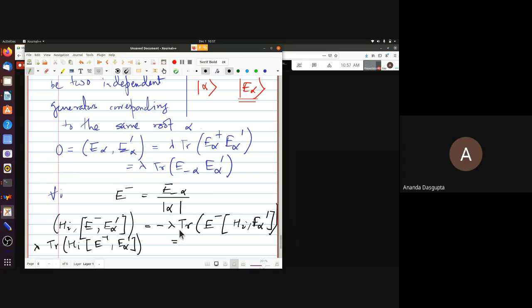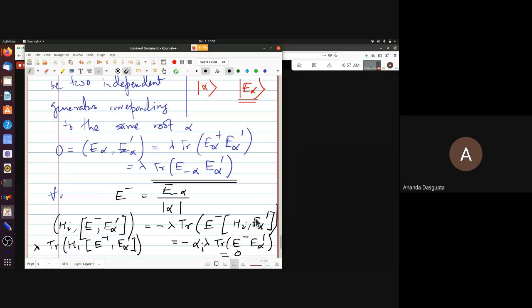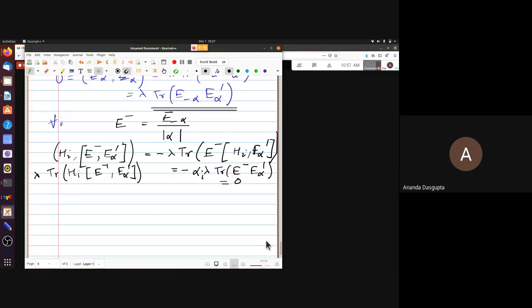But then this simply becomes minus alpha I lambda. So this Hi E alpha prime. Remember, E alpha prime is an eigenvector corresponding to the same eigenvalue of adjoint Hi. So Hi commutator with E alpha prime gives you alpha I times it. But this is 0, right? Because we have already assumed that this is 0. We have assumed that we have already orthogonalized them. Okay?